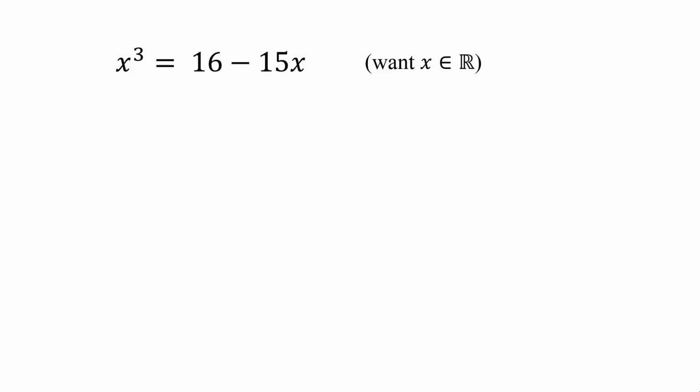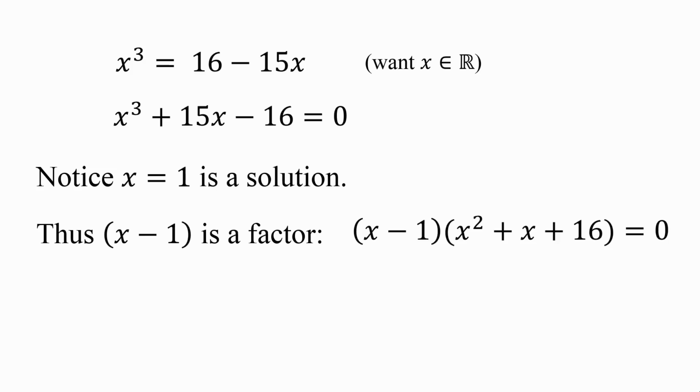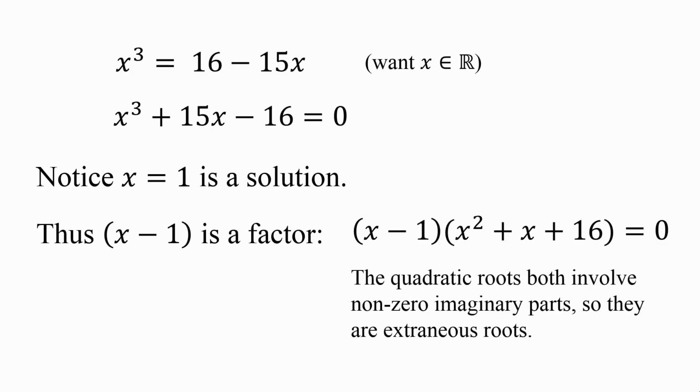How can we solve this equation? Well, usually you can try special values and you'll quickly see that x is equal to 1 is a solution to this equation. Consequently x minus 1 will be a factor of this polynomial. So we can factor this into the product of x minus 1 and the quadratic x squared plus x plus 16. We can solve the quadratic using the quadratic formula, but we'll learn that the quadratic roots both involve non-zero imaginary parts, so there are extraneous roots. They can't be the answer to our original problem, because we're looking for a real value of x. This means the answer is x is equal to 1.